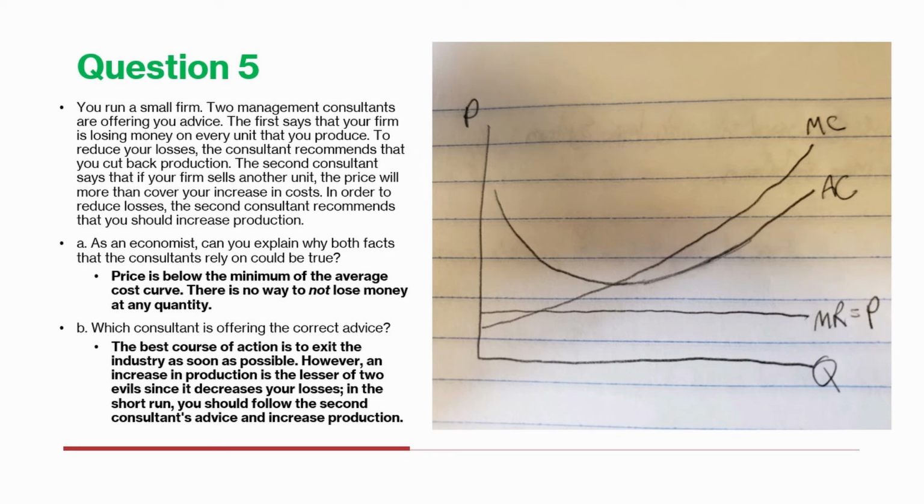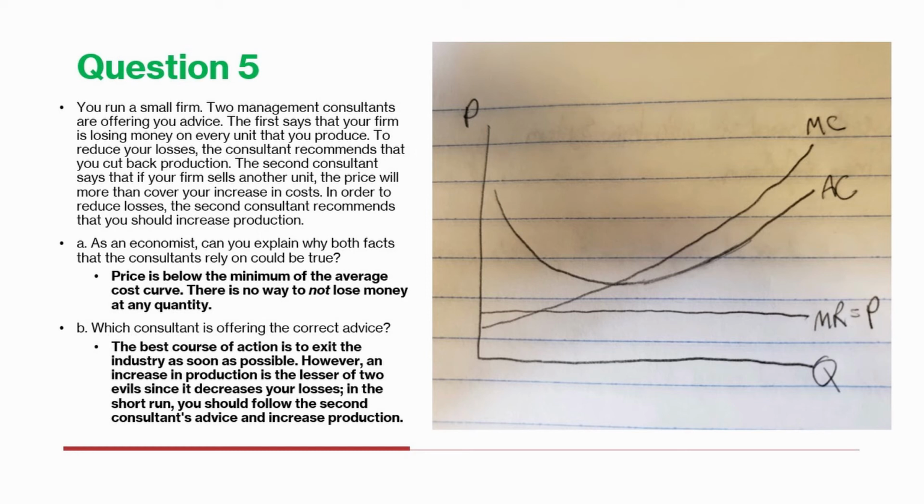So we're looking at a special situation where the price or marginal revenue curve is actually below the minimum of the average cost curve, so it never intersects. Therefore, there's no way to not lose money when producing any quantity.